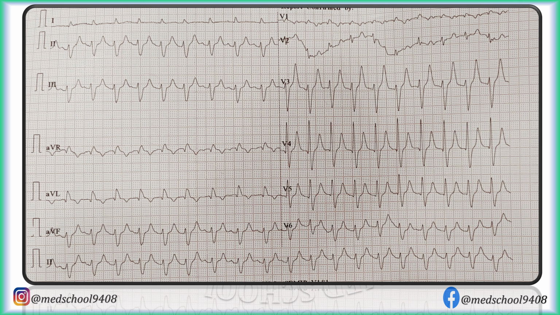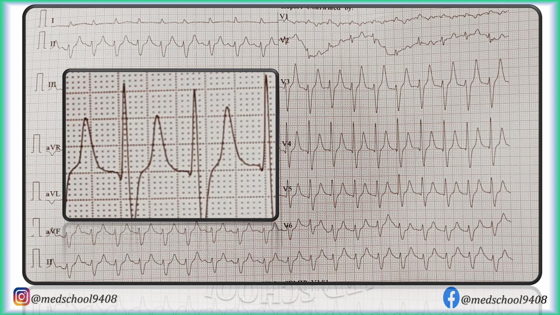In this ECG, there are tall peaked T waves in precordial leads. On looking closely, tall T waves have steeper slope of ascending limb than descending limb. QRS complexes are wide and P waves are absent. All these features are suggestive of hyperkalemia.